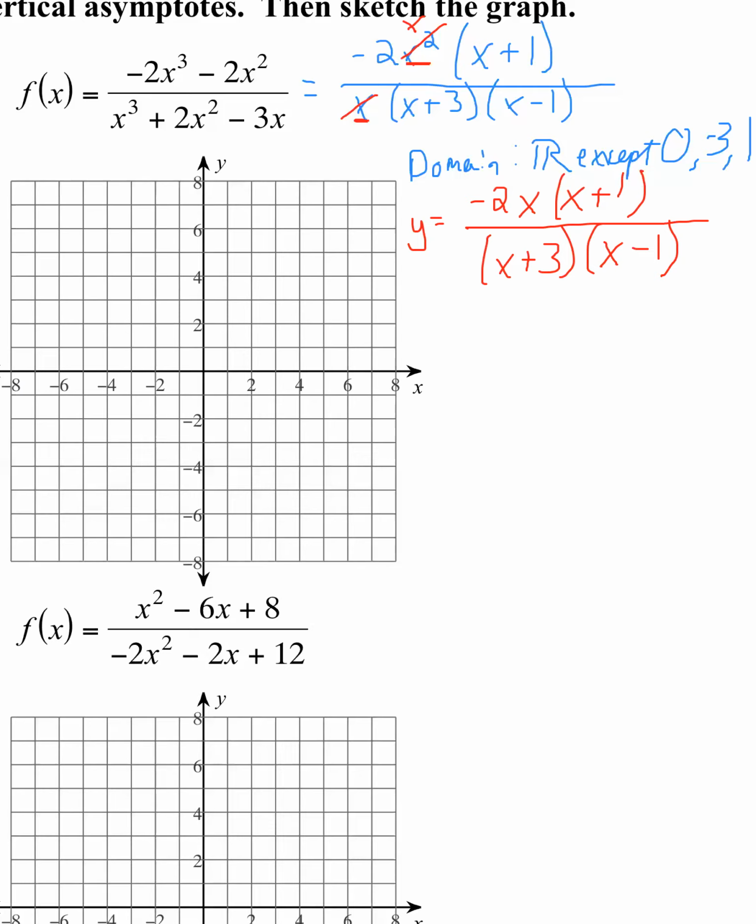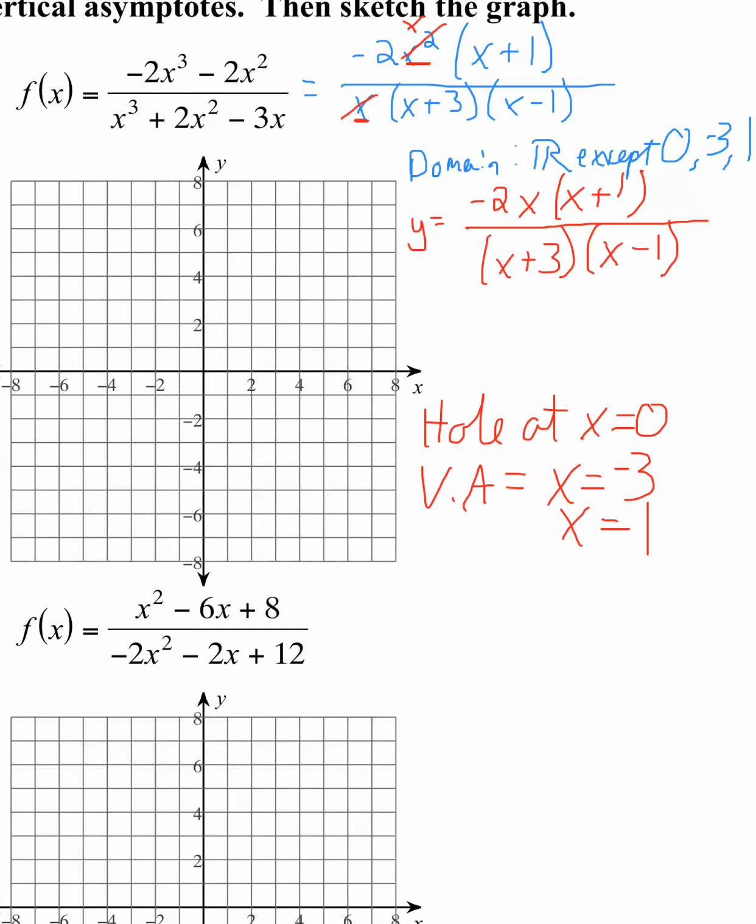I cancel out the x's, so I am going to have a hole at 0. Hole at x equals 0. Okay, and then I want to talk about vertical asymptotes. You're going to have vertical asymptotes when you look at your factored version, whatever makes the denominator turn into 0. So I'm going to have 2 of them in this case. I'm going to have a vertical asymptote at x equals -3 and also at x equals +1.